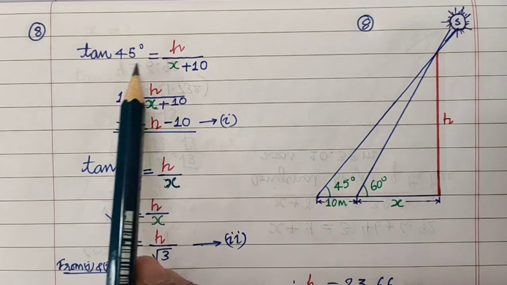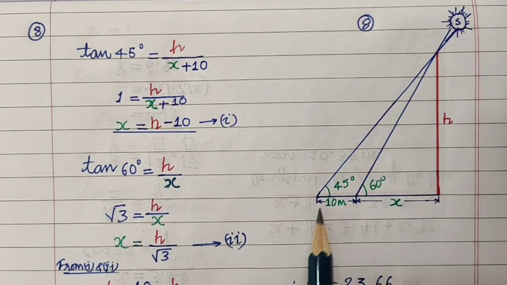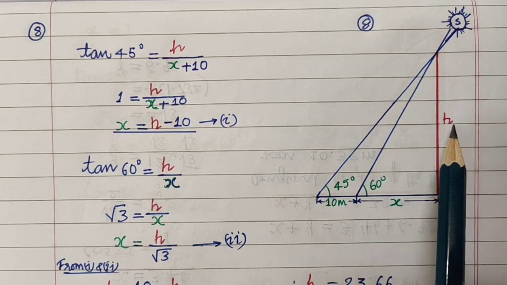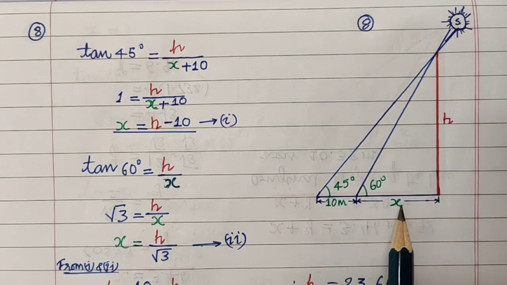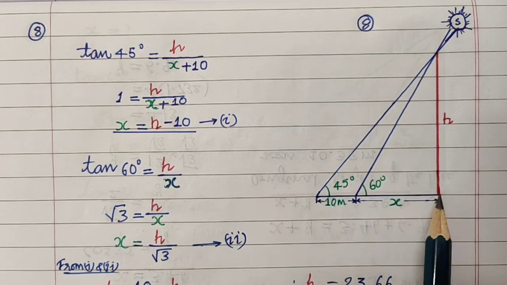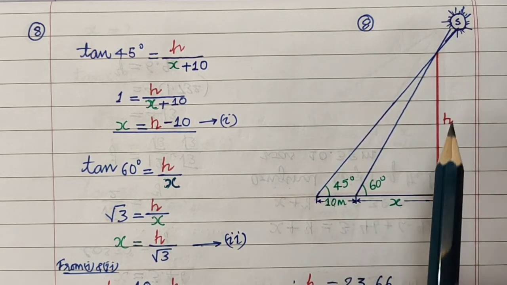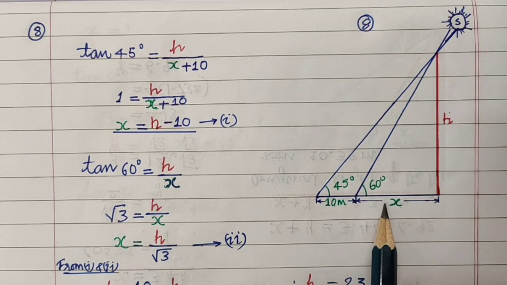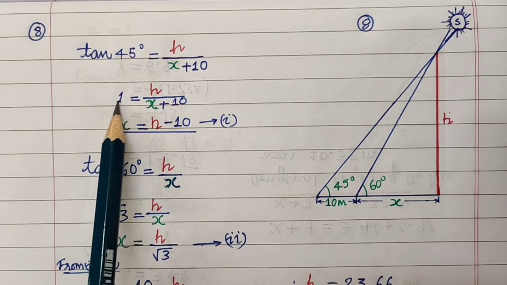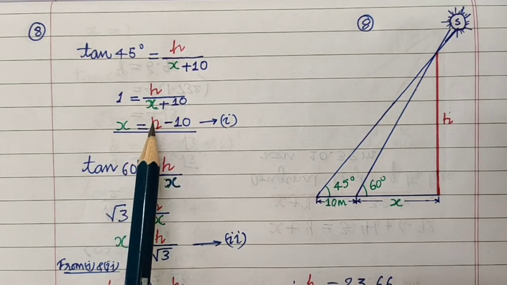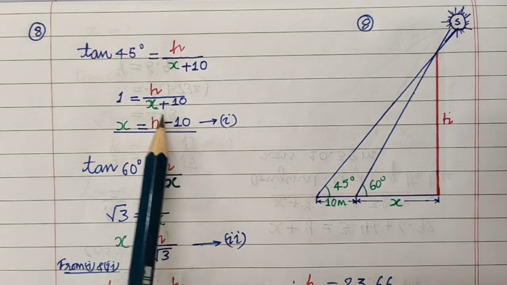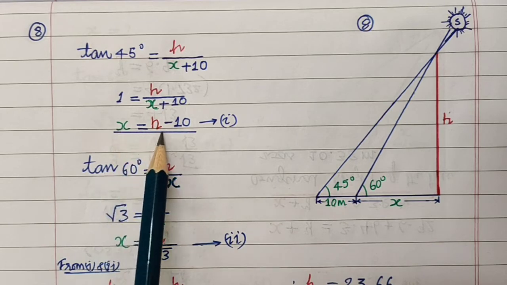Tan 45 degree is equal to the perpendicular h divided by the base. Base is x plus 10. From here to here it is x plus 10. Perpendicular h divided by x plus 10. Tan 45 is 1. 1 is equal to h by x plus 10. Therefore x is equal to h minus 10. From this equation we got x is equal to h minus 10.